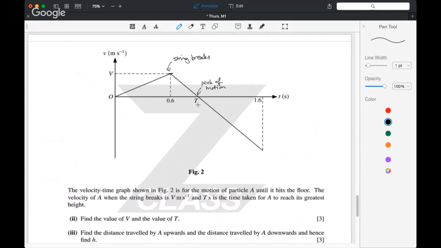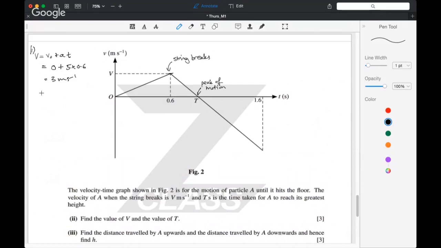So v is pretty easy. We remember the constant acceleration equations, and this is a constant acceleration. So v equals v naught plus at. Well, v naught is 0, so it's 5 times 0.6, which is 3 meters per second. No problem.